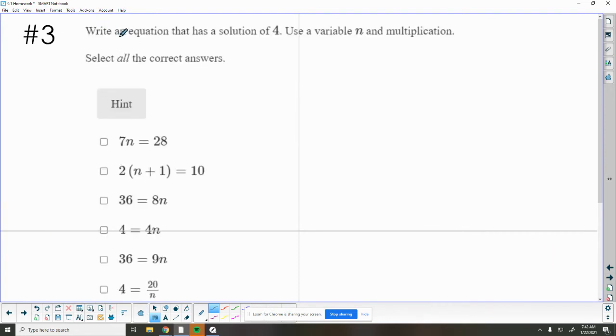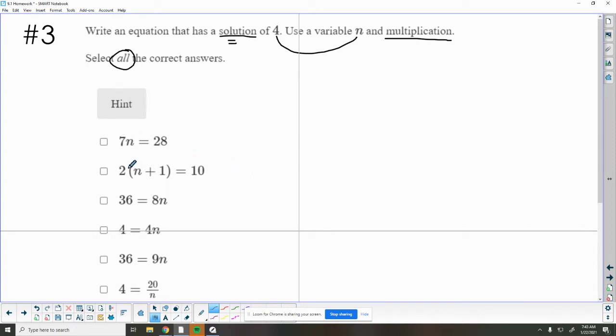Okay, number 3 asks us to write an equation that has a solution of 4. So the solution means that is what you can plug in and it makes it true. So a solution should make it equal. So we're going to plug in 4 for the variable of n, and we have to use multiplication. So we want to select all of the correct answers. So let's just first look and see if there's any that don't use multiplication.